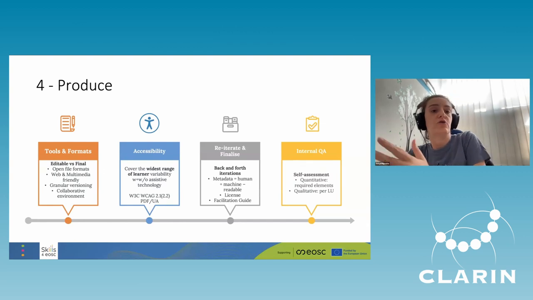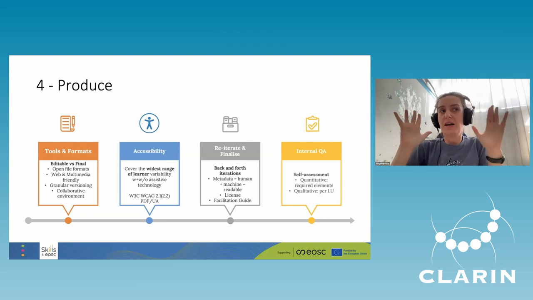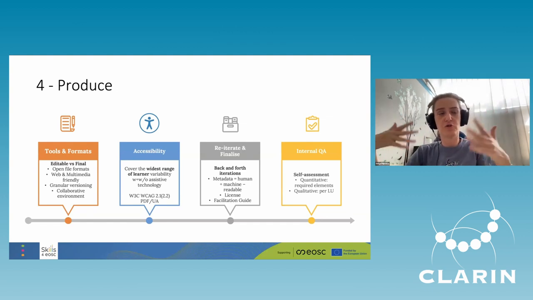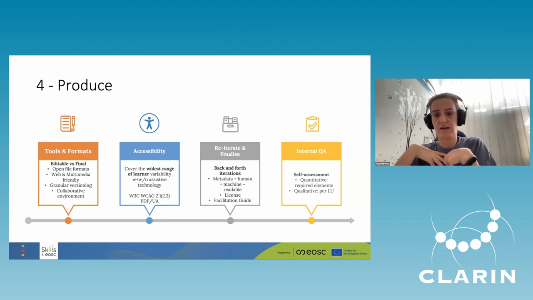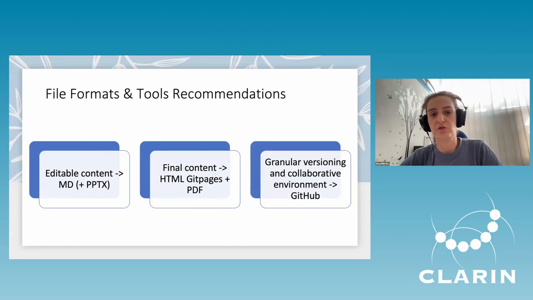At the end of the produce stage, you say, okay, I'm done, but let's see if I'm truly done, right? So you do an internal quality assessment. You check by yourself if you have all of the required elements, if everything you wanted is inside each of the learning units that you produced. For example, the way we use the FAIR by Design methodology for the editable content, we use Markdown and we use PowerPoint slides.